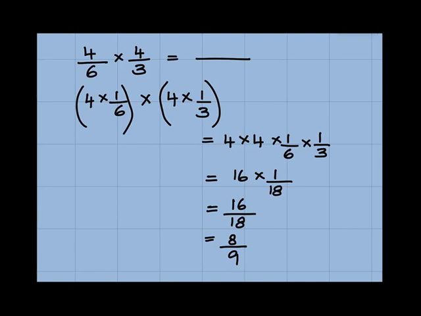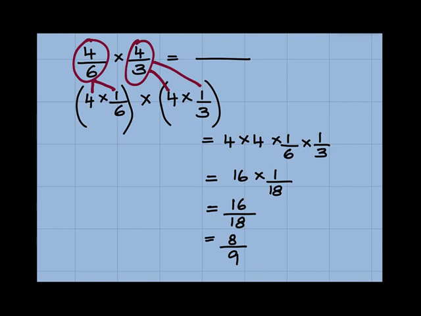Now let us solve this problem. 4 over 6 times 4 over 3, or 4/6 times 4/3. This 4/6 can be written as 4 and there is 1/6 in it. Similarly, this 4/3 can be written as 4 and 1/3 in it.